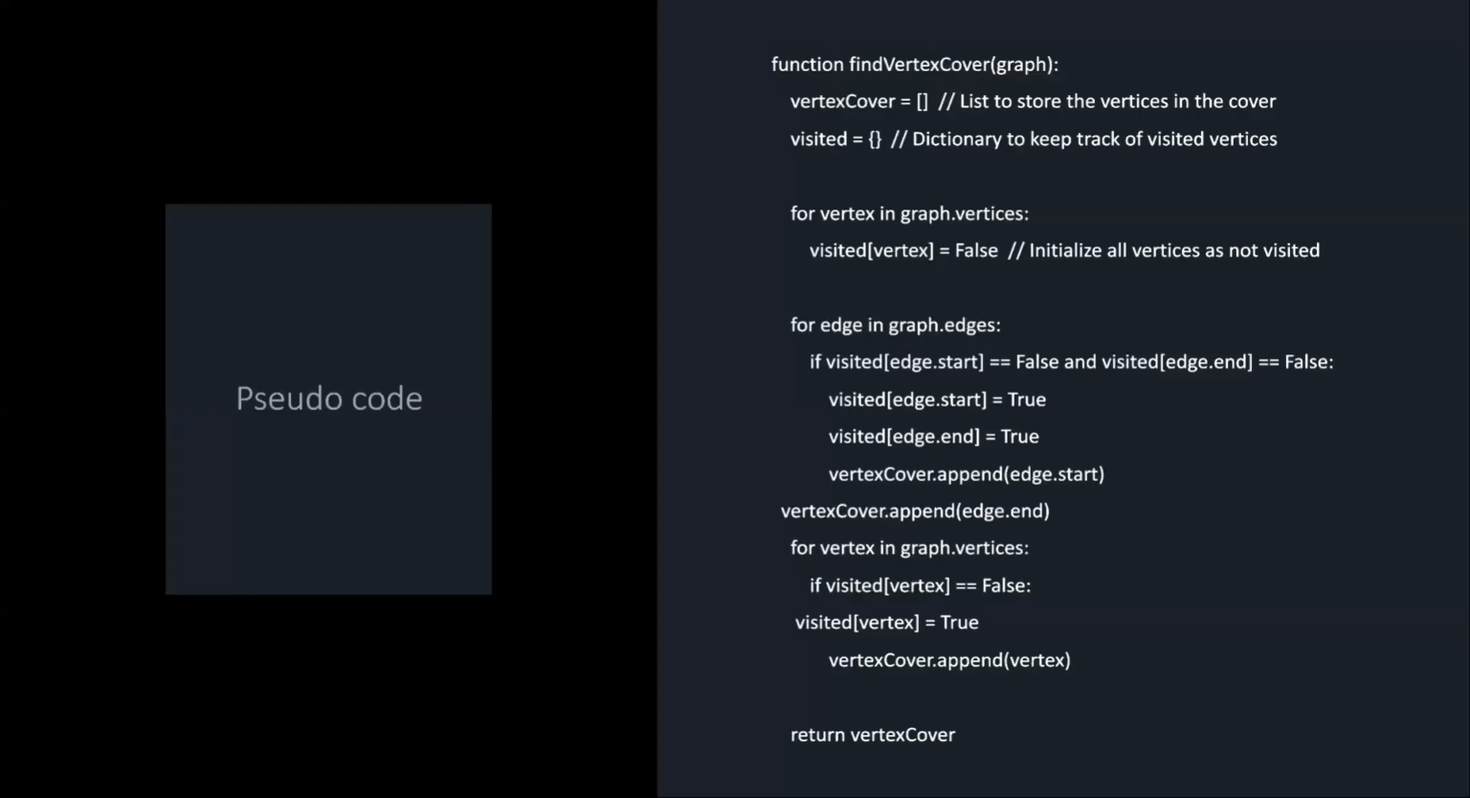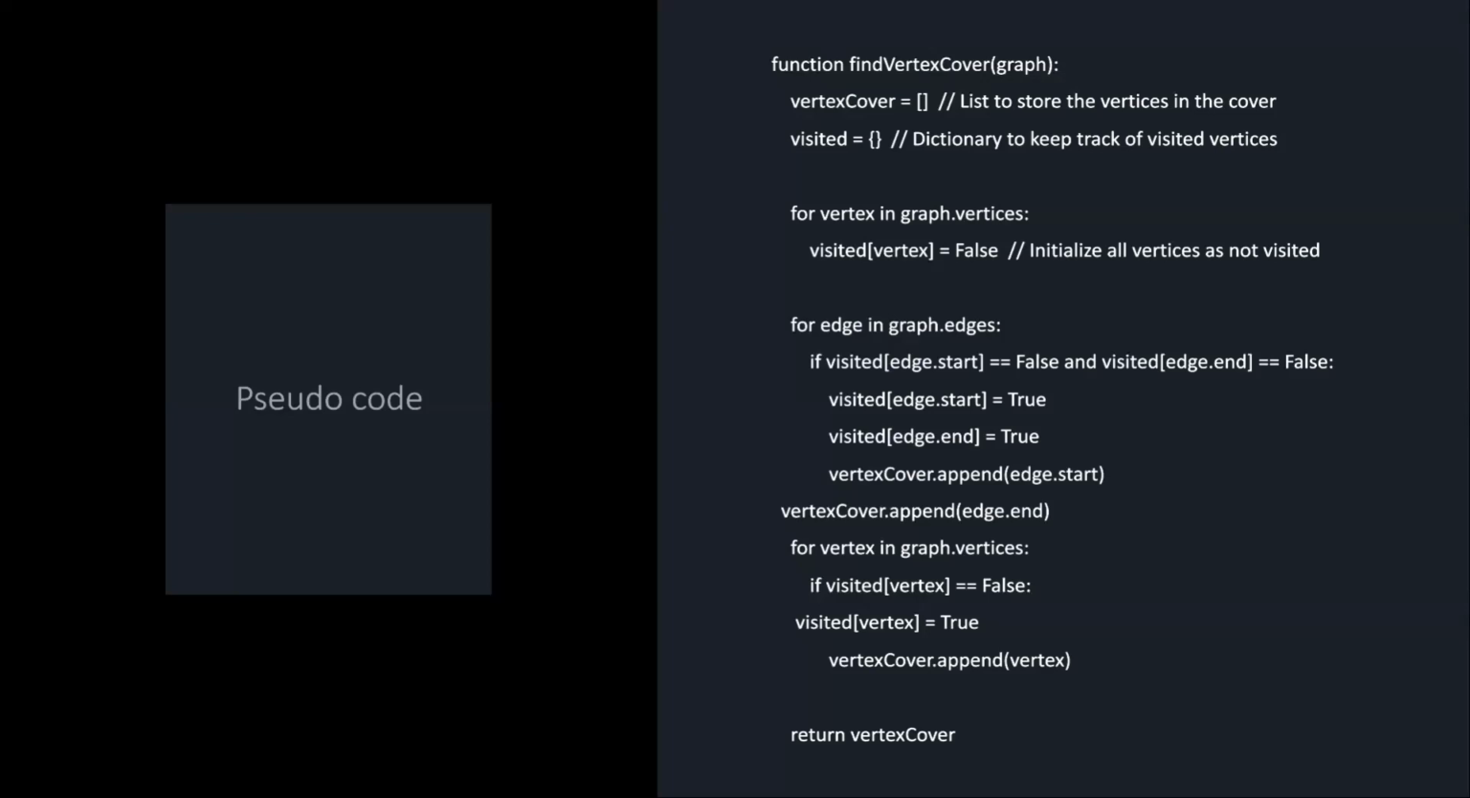Next slide. So here is the pseudocode for the vertex cover problem. In this pseudocode, the graph parameter represents the input graph, which consists of a set of vertices and edges. The algorithm initializes an empty vertex cover list to store the vertices in the cover and a visited dictionary to keep track of visited vertices. The algorithm then iterates through each edge in the graph. For each edge, it checks if both of its vertices have not been visited.